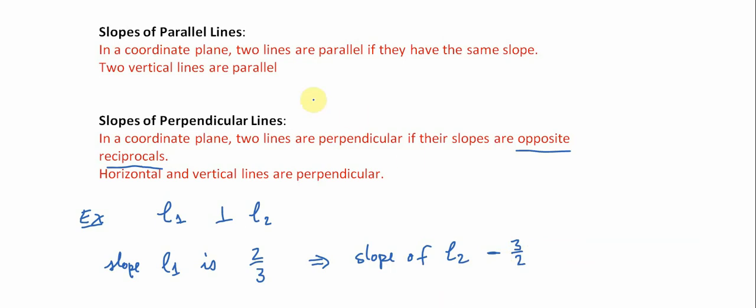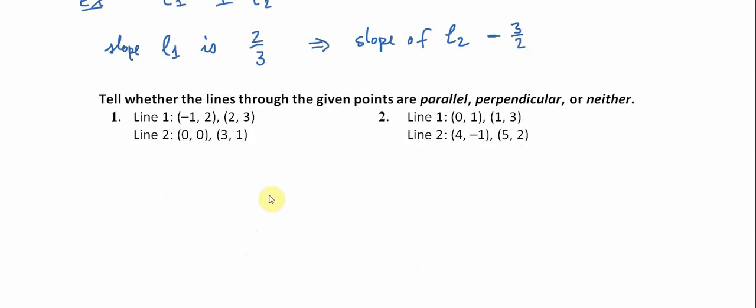All right. So if you have two lines that are parallel, then their slopes are identical. And if you have two lines that are perpendicular, then the slope of one is the opposite reciprocal of the other. All right, so let us look at a couple of examples here. Tell whether the lines through these particular points are parallel, perpendicular, or neither.